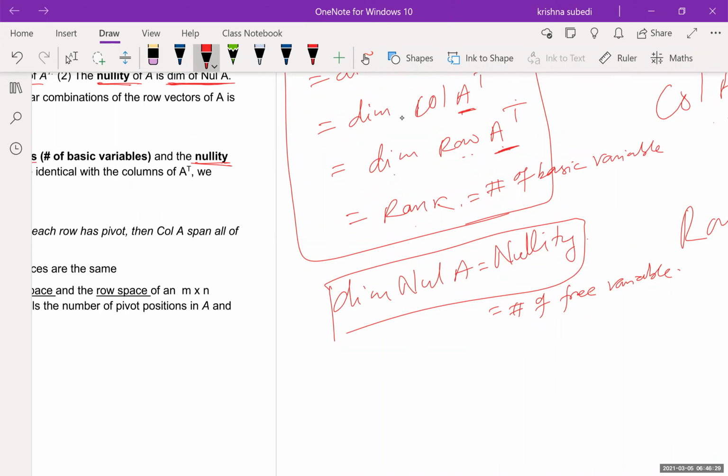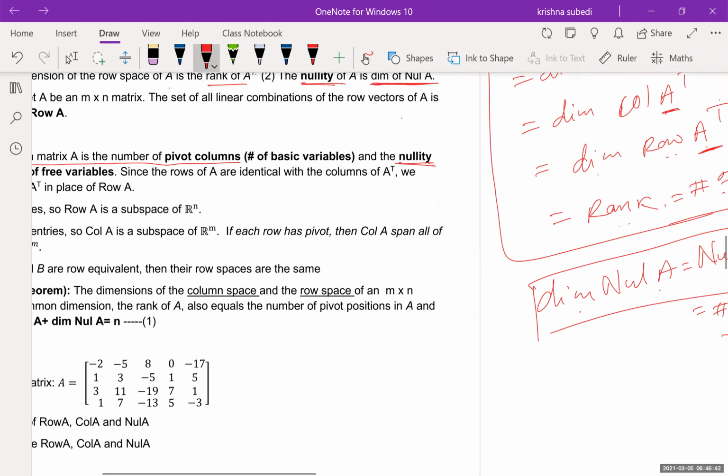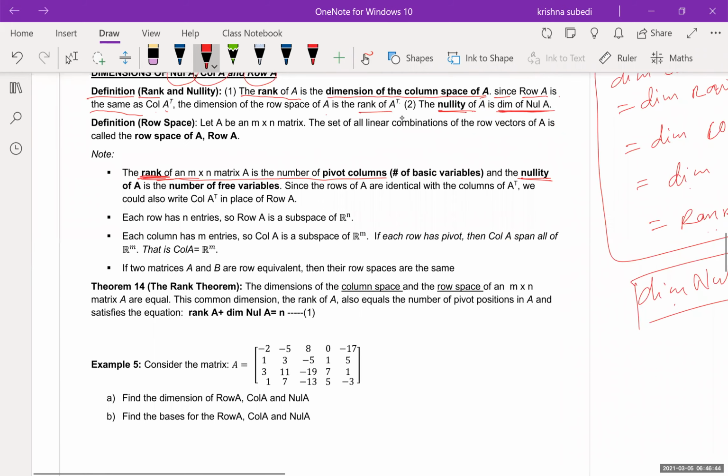Okay, now you need to memorize this. Rank means number of basic variables, and dimension of null A, which is nullity, is number of free variables. Keep that in mind. Now, here is one important theorem. We call it the rank theorem.